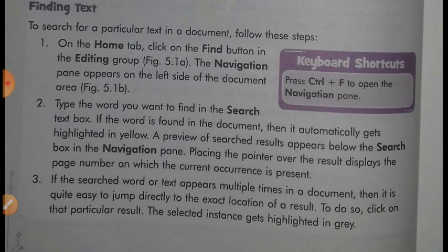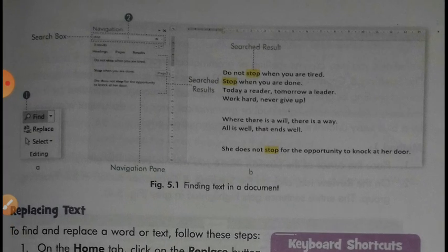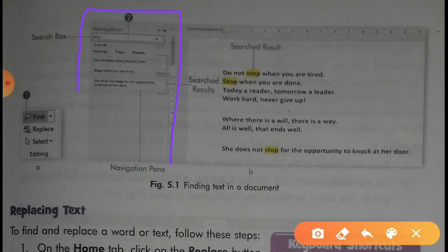Okay students, do you all understand? I hope you all understand. Now come to the next page. Look here students, this is the navigation pane. When you click on the find option, this type of navigation pane will appear on the left side of your document. You just have to type the word that you want to search.